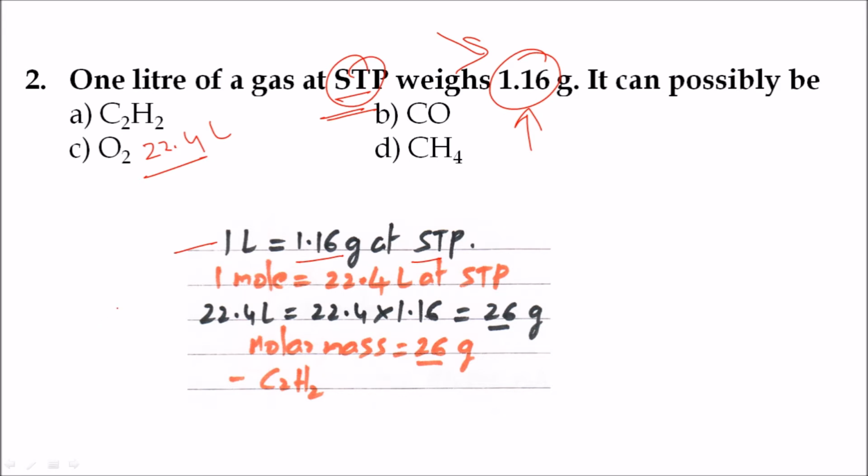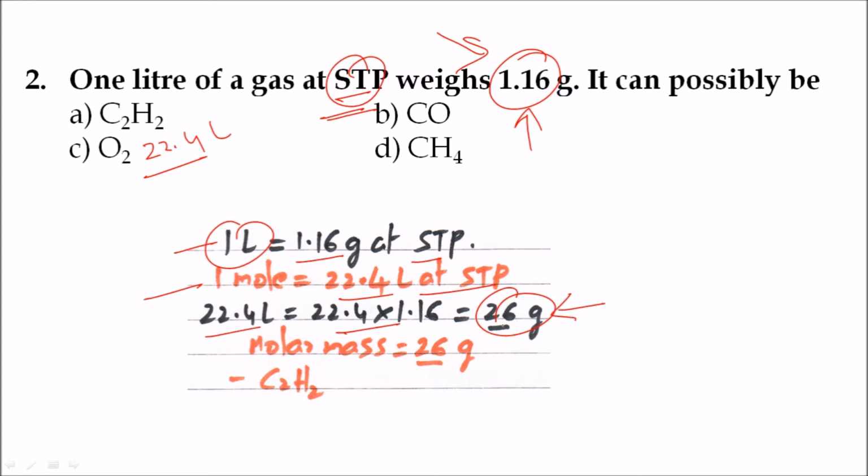Now 1 mole of any gas will have 22.4 liter at STP conditions. Can you get the mass of 22.4 liter of gas? 1 liter is 1.16 gram, so 22.4 liter will weigh 22.4 into 1.16, which is equal to 26 gram. So we got the mass of 22.4 liter of gas, which is nothing but 1 mole of gas. So 1 mole of the gas weighs 26 gram.